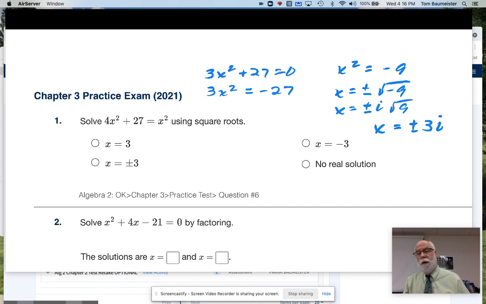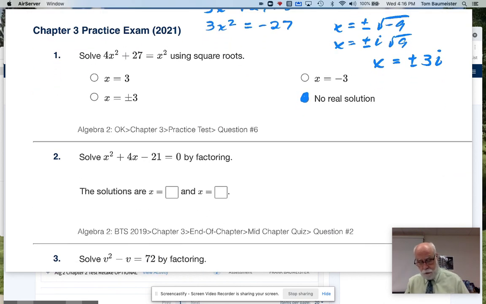All right, so now on this one here, like I told you, they don't have a 3i anywhere. All right, they have plus or minus 3, they have 3, they have negative 3, but they don't have a 3i. So if you remember on the very first section there, we just had a no solution. So no real solution. Again, we have an imaginary solution there, not a real one.